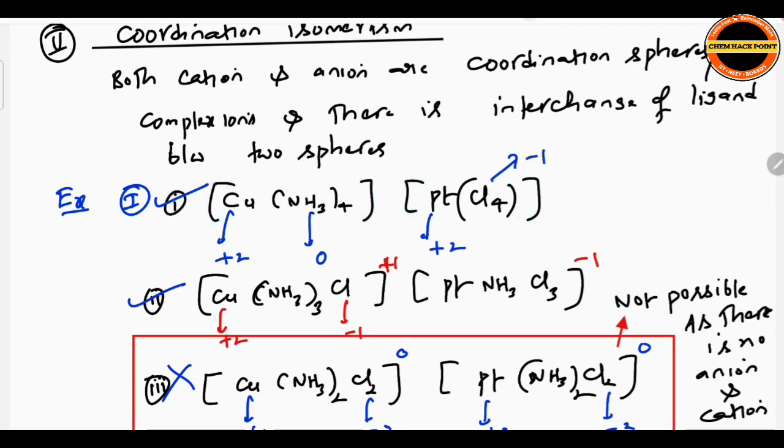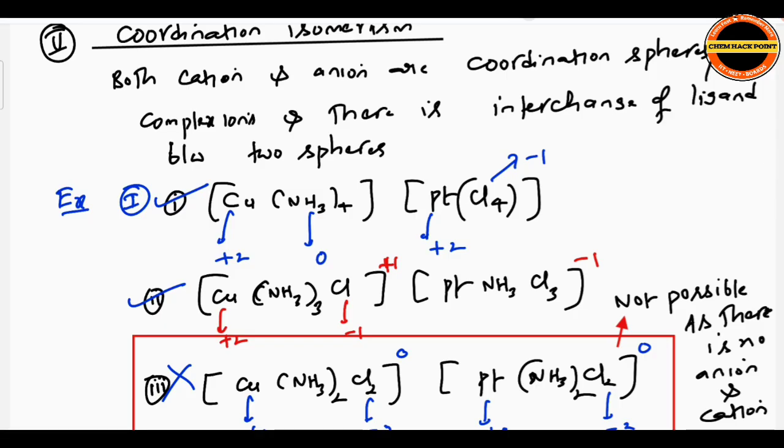First you see the charge here. Chlorine is -1, and NH3 is 0. Total how many chlorine atoms? 4. So the overall charge is -4. Platinum commonly exists in the +2 state if the coordination number is 4. In previous videos we studied the common oxidation states. Whenever platinum has coordination number 4, it shows +2. Here the coordination number is 4, and copper is also +2. So overall +2 we gave, because we need +4 overall to balance it.